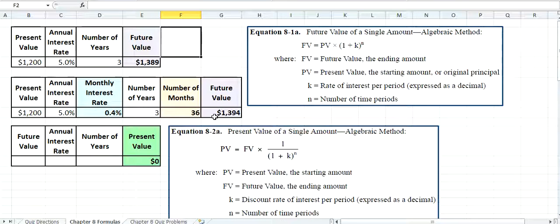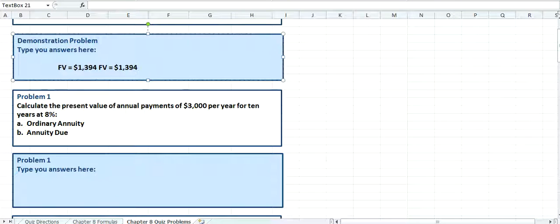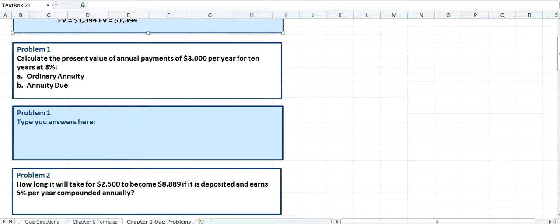Whenever you think about your financing, always understand that you're going to earn or pay, depending on what your perspective is, more interest if it's compounded monthly versus compounded annually.